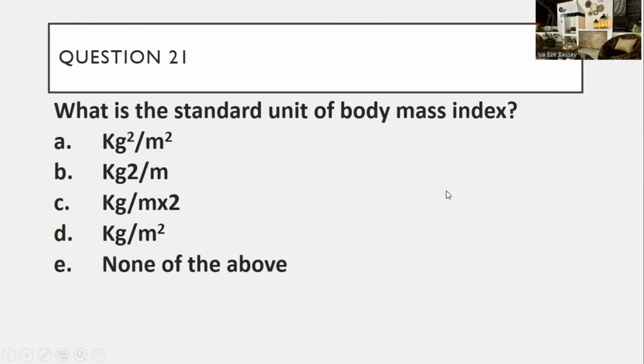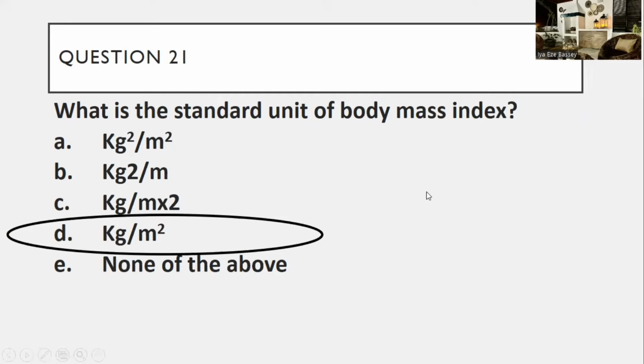So question 21, what is the standard unit of body mass index? Body mass index is the ratio of weight over height squared. So your answer will be D.